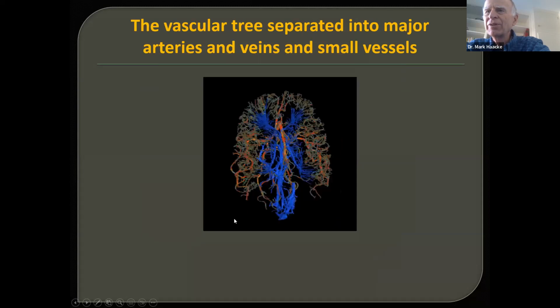And I'm not sure this will play. Oh, too bad. This is not playing. It's a beautiful movie that shows the separation of all the medullary veins from the rest of the tissue here, so we could focus on that, particularly for MS.